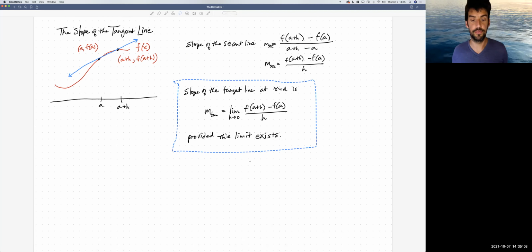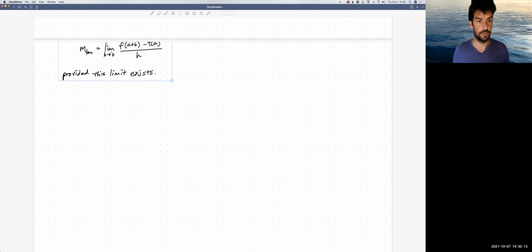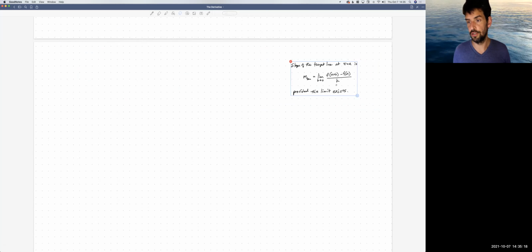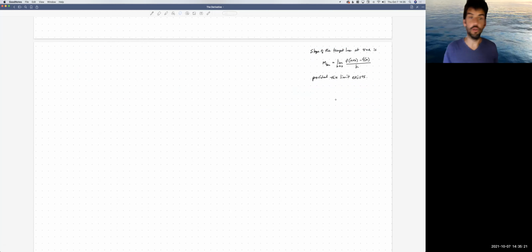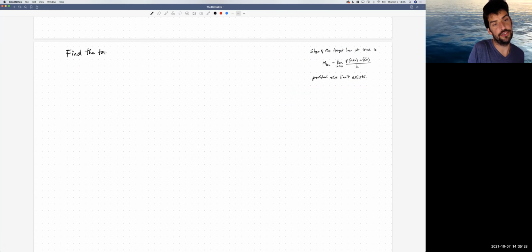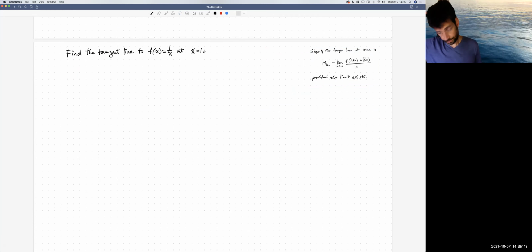And do an example. So just going to leave this over here for us to refer to. Okay, so let's use this and find the tangent line to f of x equals 1 over x at x equals 1.